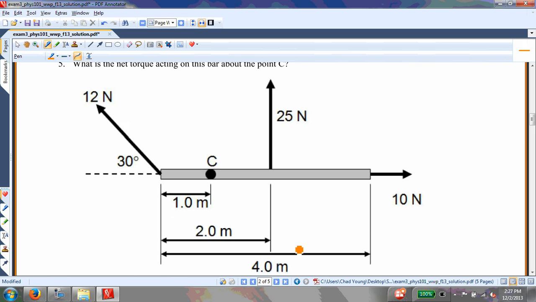What is the net torque acting on this bar about the point C? I want to know the net torque acting about this bar. I'll call this torque 1, this torque 2, this torque 3. Well, first, ask myself which is positive and which is negative. Remember, clockwise torques are negative. This is clockwise, and this torque is 0, and this one is counterclockwise. I say this one's 0 because the angle between the moment arm and the force is 0 degrees, or 180 degrees, however you look at it, and the sine of 0 or the sine of 180, they're both equal to 0, so that torque is 0.